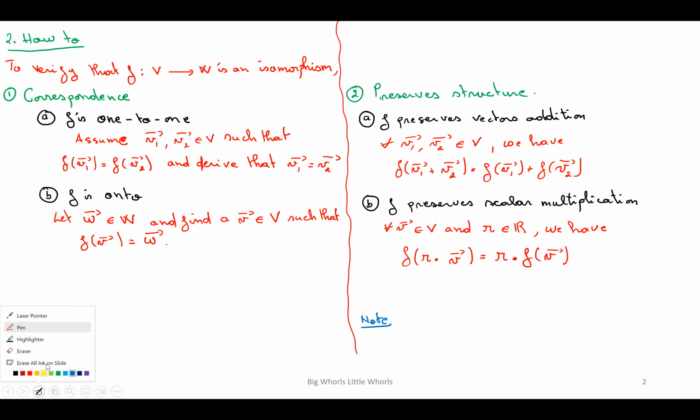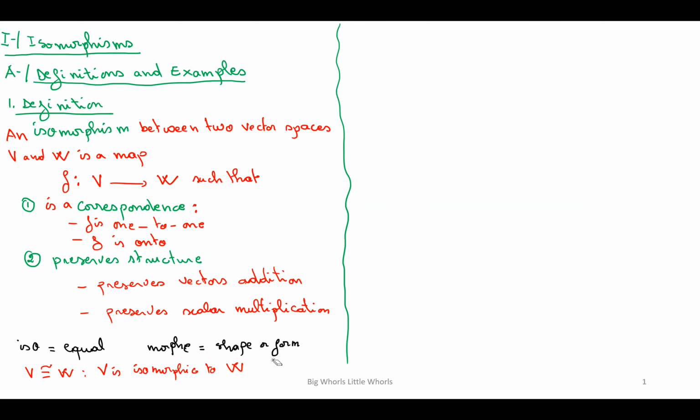Okay, let me actually write this note here from the definition. Note: every space is isomorphic to itself under the identity map. Okay.